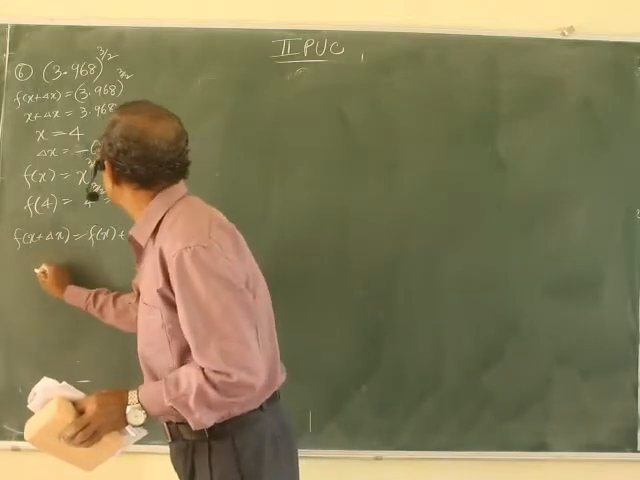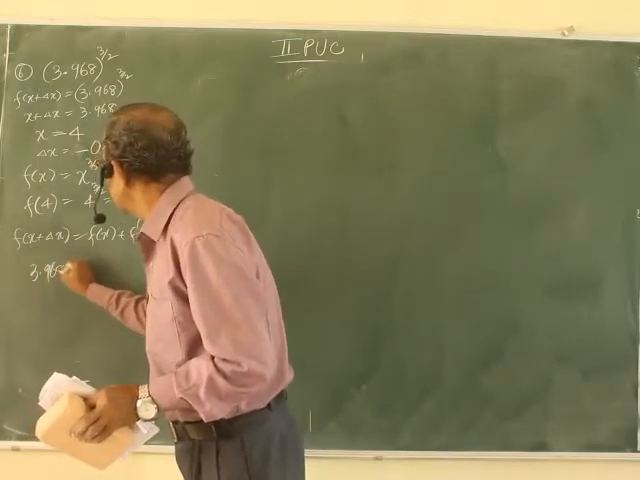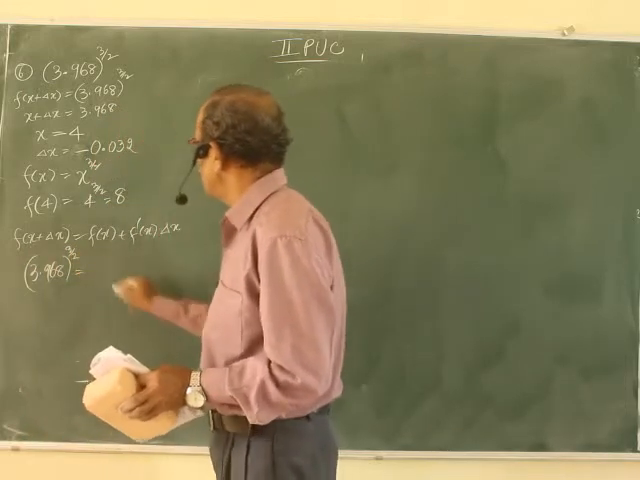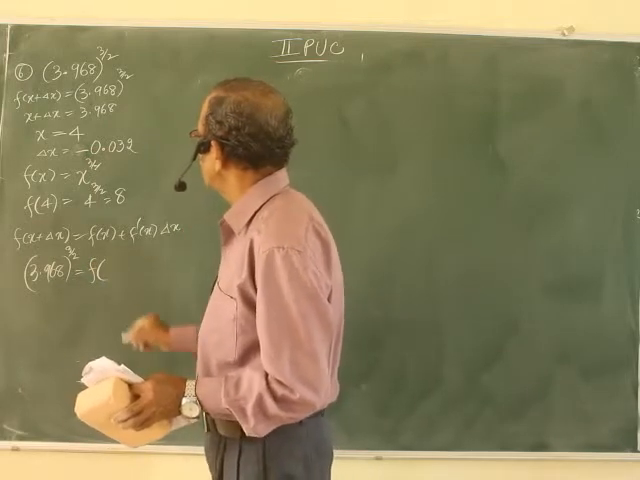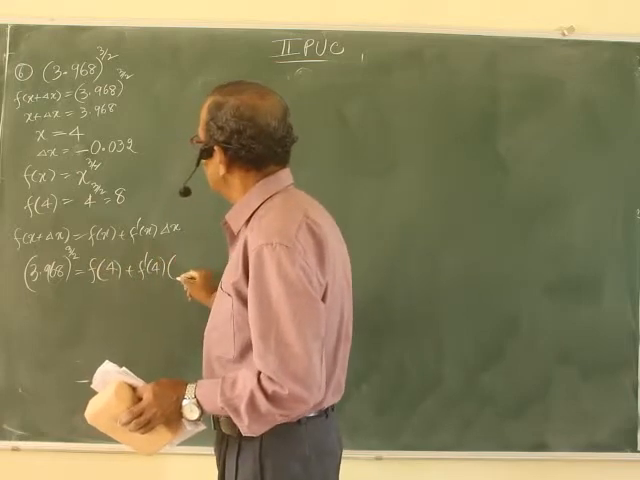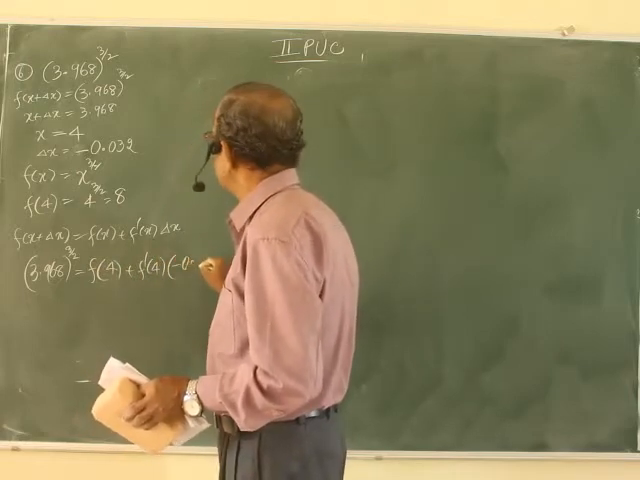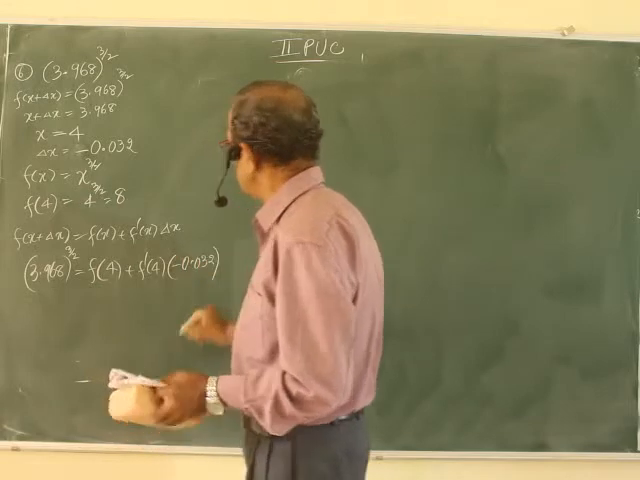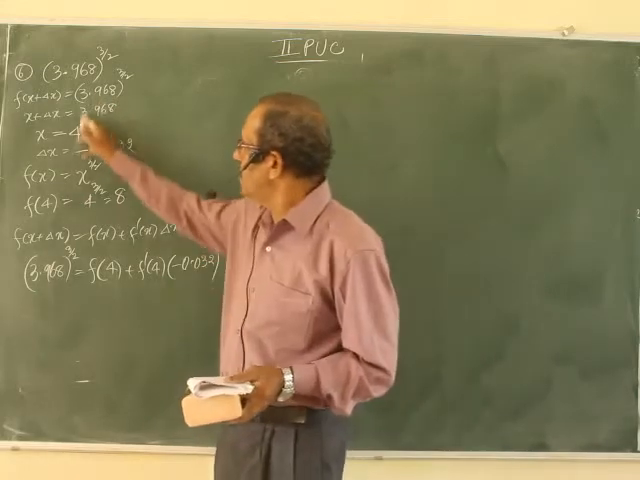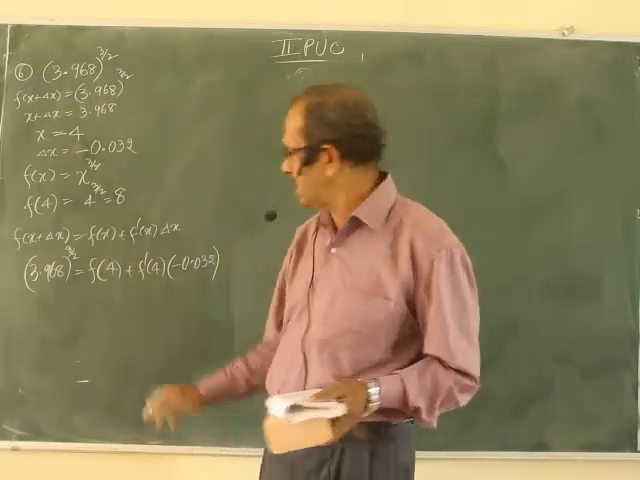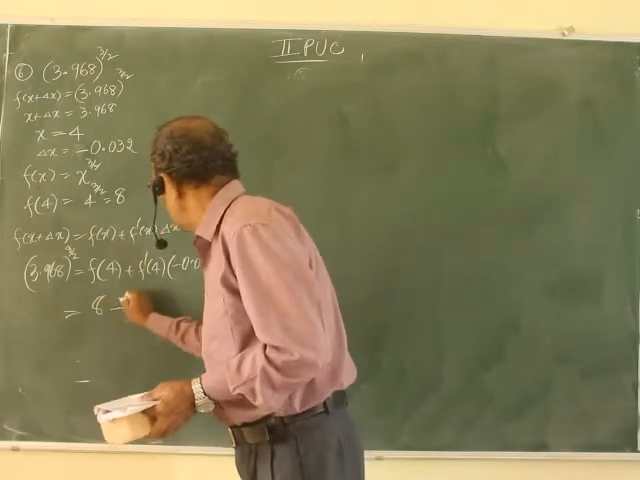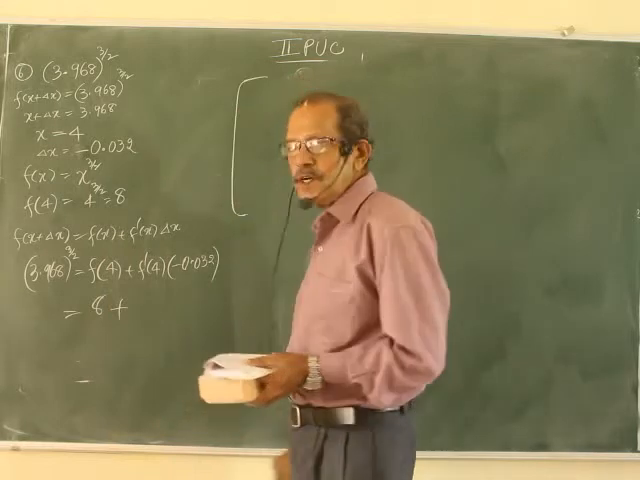F of x plus delta x, 3.968 to the power 3 by 2, equal to f of x. F of x is 4. F dash of 4 into delta x is minus 0.032. Observe the values correctly. That is, I listed all the values first. What is x, what is delta x, everything. Equal to f of 4. F of 4 is 8. F dash of 4, that you have to calculate.